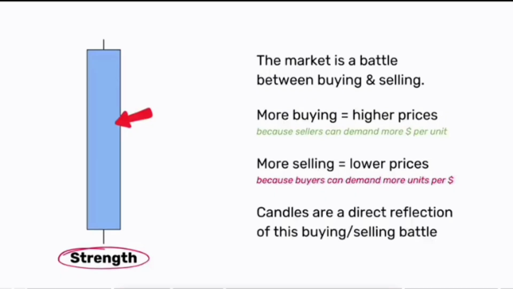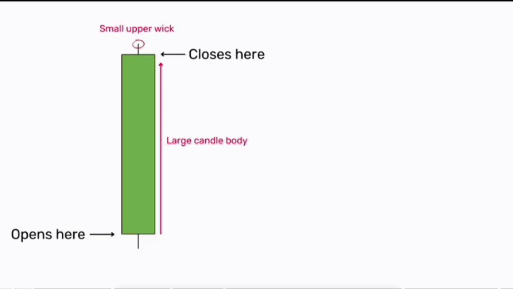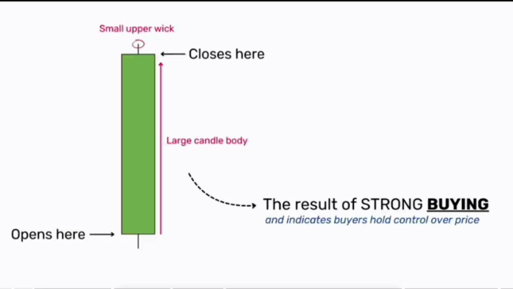This is really why markets go up and down, and the candlesticks are a direct reflection of this buying and selling battle that's taking place at all times. So remember this throughout the whole video. All we're doing here is trying to read this battle using candles. So getting into strength candles. If we have a candle that opens here and closes here with a large candle body and a small upper wick, this is the result of strong buying. This is a strength candle.